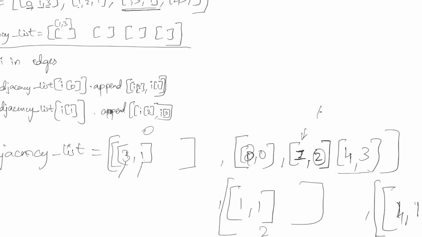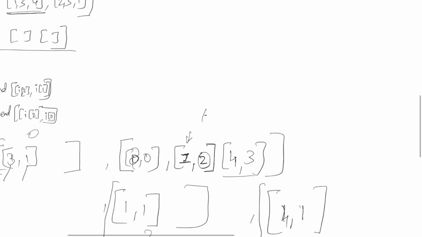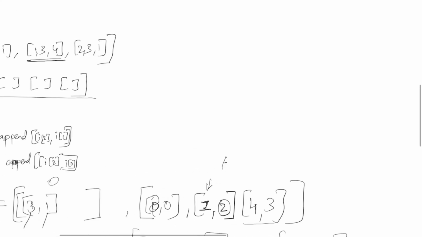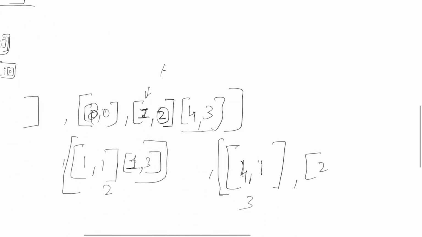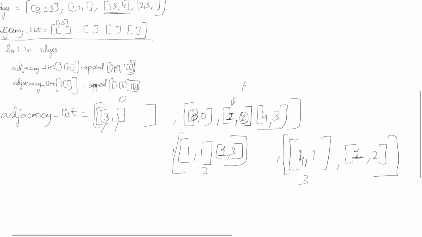If you see here, from 3 I can go to 1 with a distance of 4. From 2 you can go to 3 with a distance of 1. That's what I've written here, and I'll also update here. You can go to 3 with a distance of 1. Okay, this is the adjacency list we'll be getting. You can even verify that.